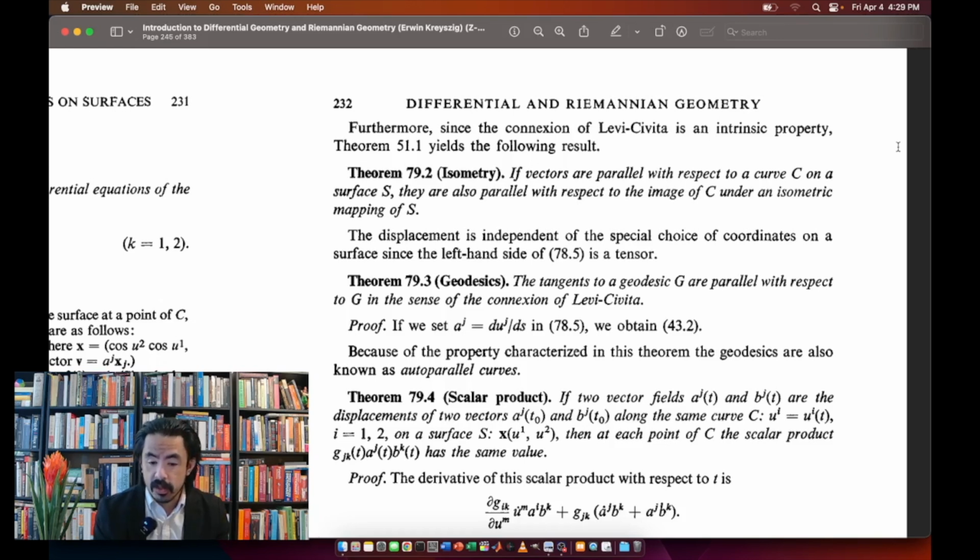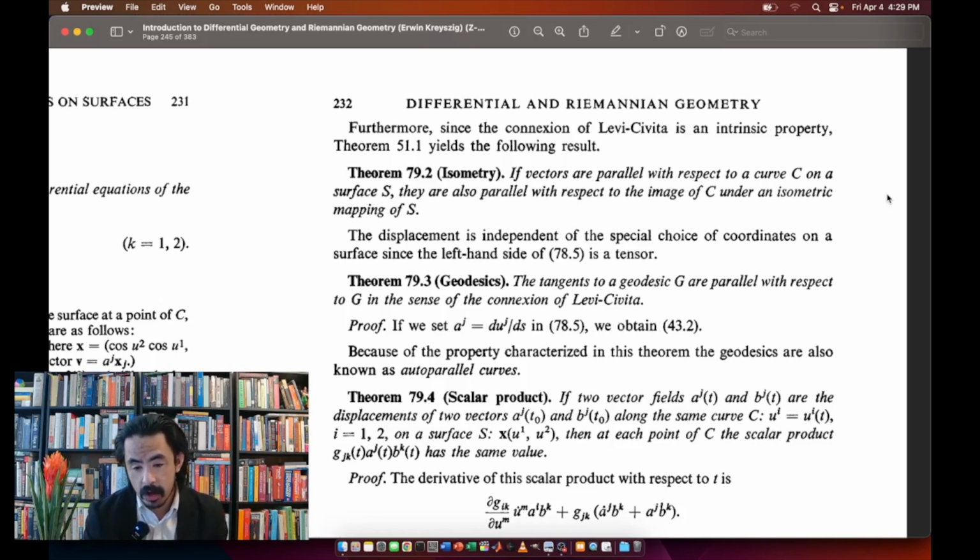Theorem 79.4, scalar product. If two vector fields a^j(t) and b^j(t) are the displacements of two vectors a^j(t0) and b^j(t0) along the same curve C, which is denoted by u^i, parametrized by a function u^i(t), where i is either 1 or 2, on a surface S, which is parametrized as a vector x in terms of coordinates u1 and u2. Those are contravariant indices on the u coordinates.